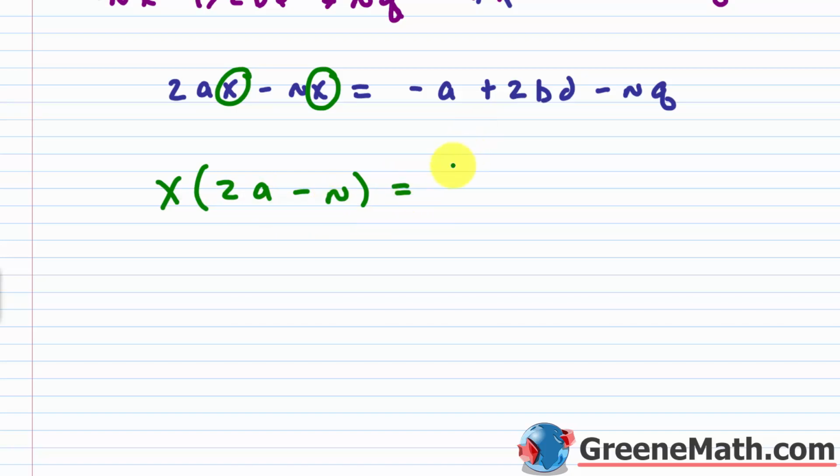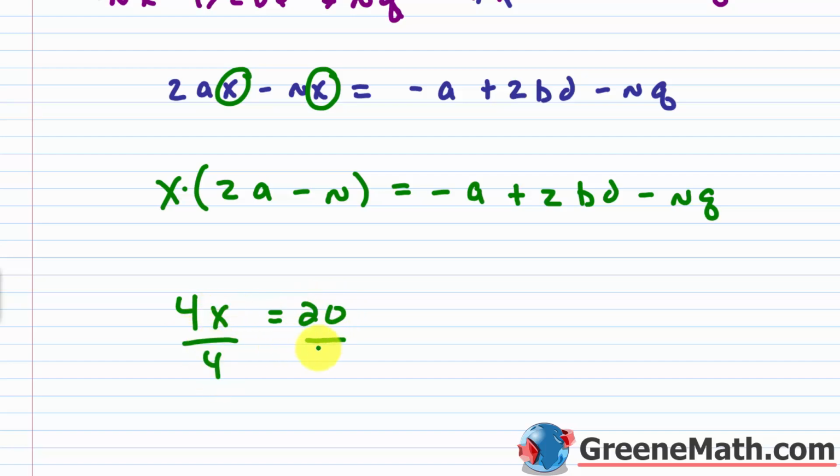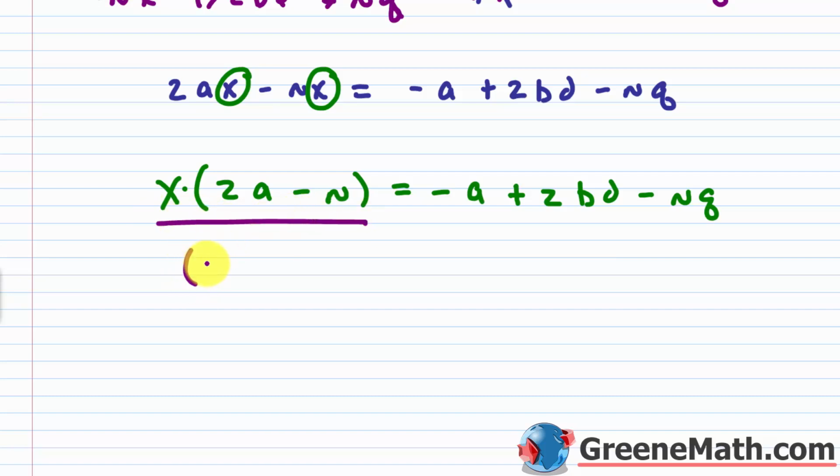And this is equal to, you have your negative a plus your zbd, and then minus your nq. Now, again, this is multiplying x. So it's just like if I had 4x is equal to 20. If 4 is multiplying x, I can divide both sides of the equation by 4 so that x is equal to 5. Same thought process here. All I want to do is divide both sides of the equation by what's multiplying x. So it's the quantity za minus n, and I'm going to divide by that over here as well.